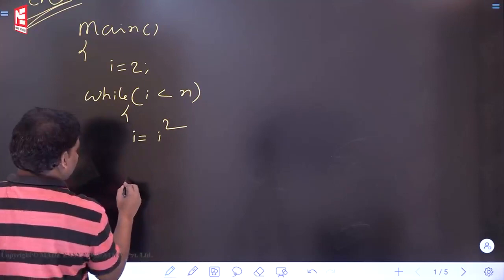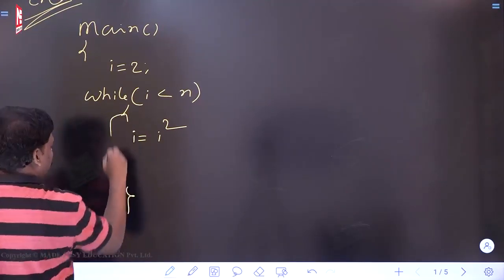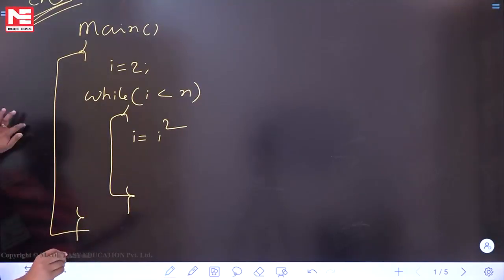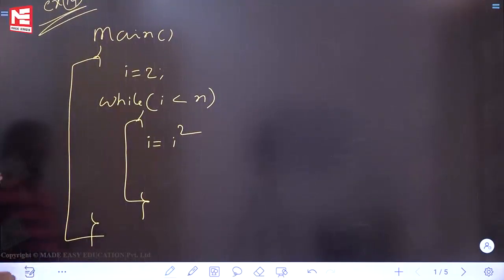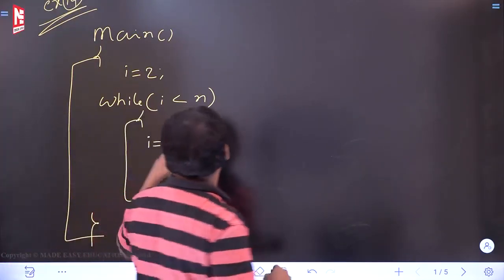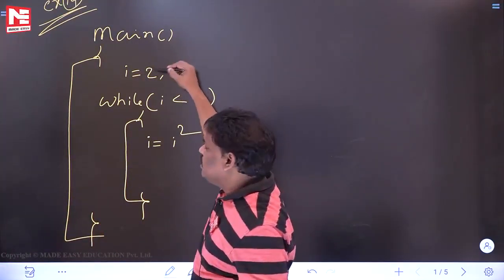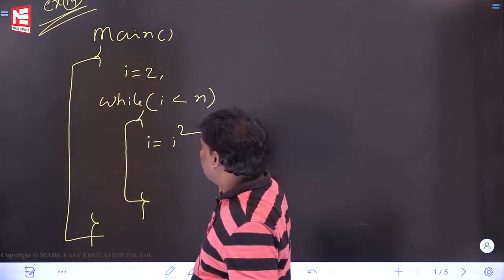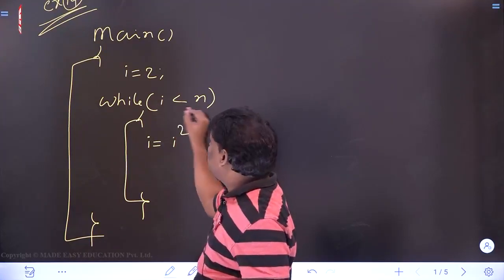Right? I is equal to I square. It is a given problem. The next problem, main I is equal to 2, I less than n, I is equal to I square. Can you help me one small line now? Right? You started from very small, that is fine. Are you incrementing, decrementing? Because I have started from very small, you have to increment. Then only you can reach n.